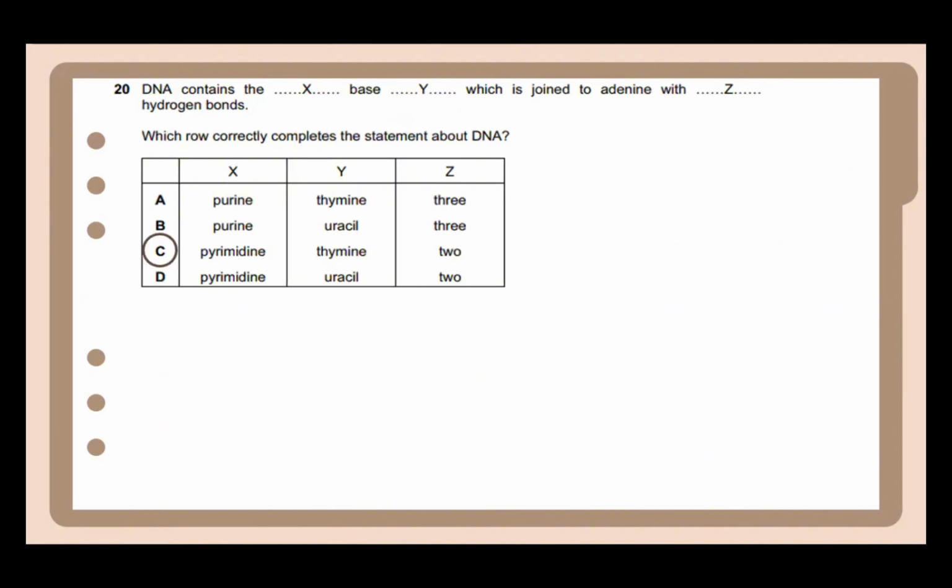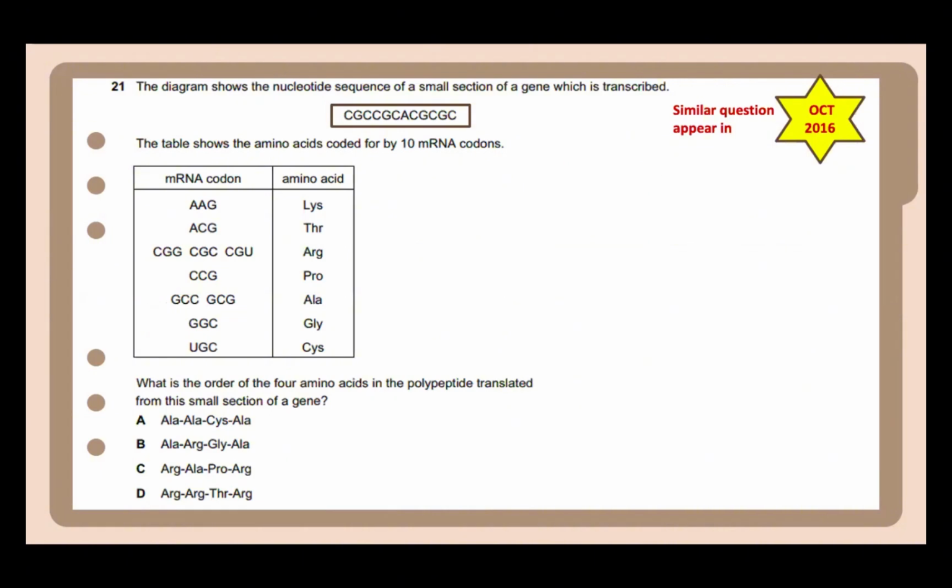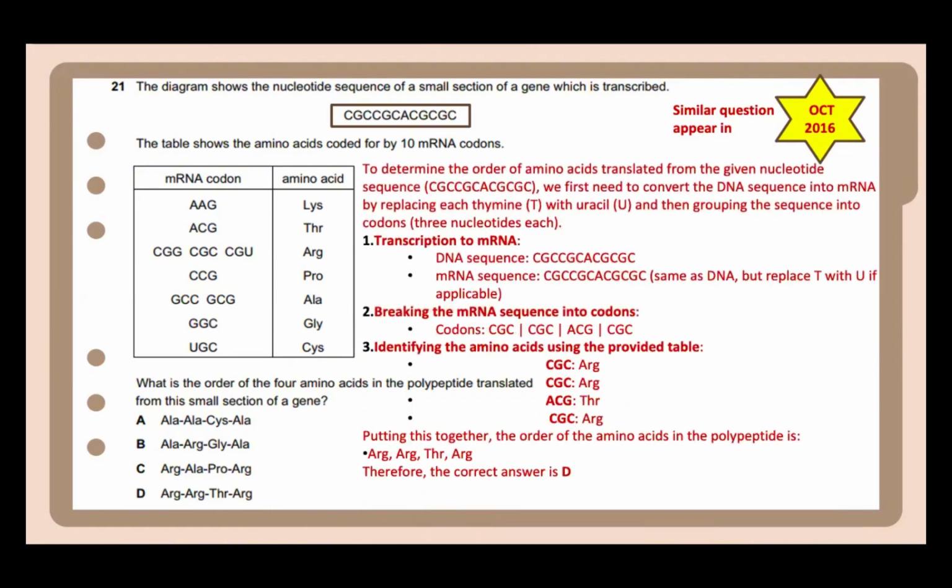DNA contains the pyrimidine base thymine, which is joined to adenine with 2 hydrogen bonds. The diagram shows the nucleotide sequence of a small section of the gene which is transcribed. The table shows the amino acid coded for by 10 mRNA codons. This is also a similar question which already appeared in October 2016.